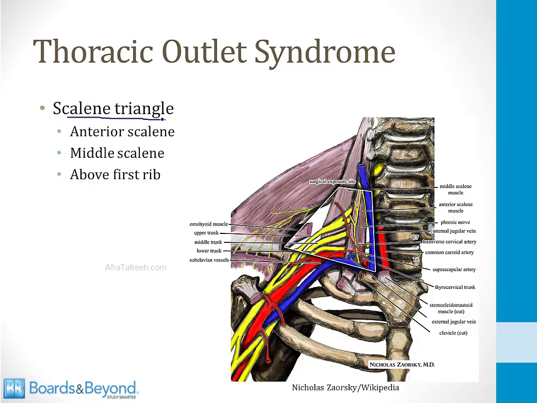This is a triangle formed by two muscles, the anterior and middle scalene, and above the first rib. If you look at this drawing on the screen here, we've got the first rib along the bottom running below the nerves and blood vessels. Then we've got the middle scalene here and the anterior scalene here, and this forms a triangle through which the nerves and blood vessels course.